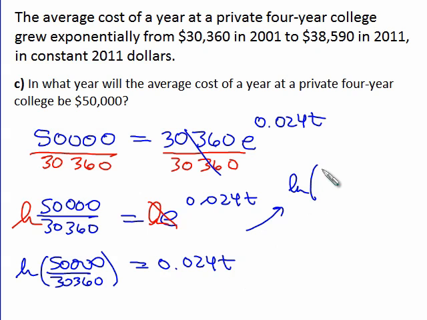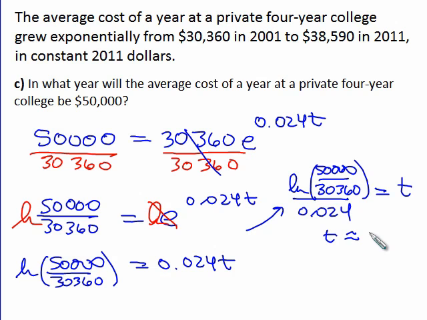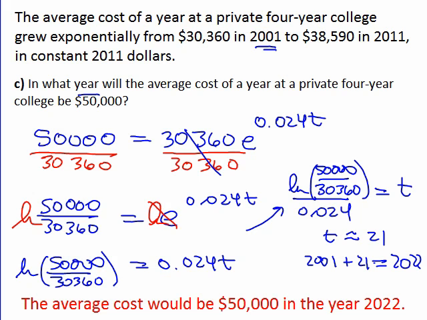So what I'm going to be typing in my calculator is the natural log of 50,000 over 30,360, all divided by 0.024, because that's exactly what t is. So typing this in my calculator, I get t is about 21. But they want the year, and remember, t is the number of years after 2001. So I need to take 2001 and add 21 to it to get 2022. Therefore, the average cost would be $50,000 in the year 2022.